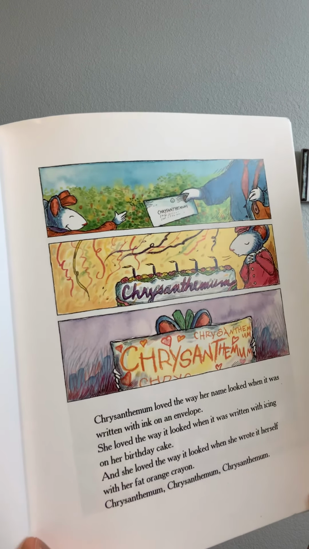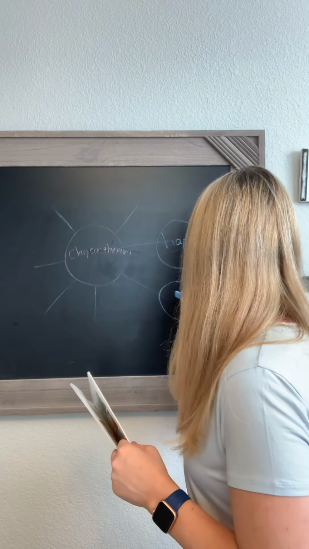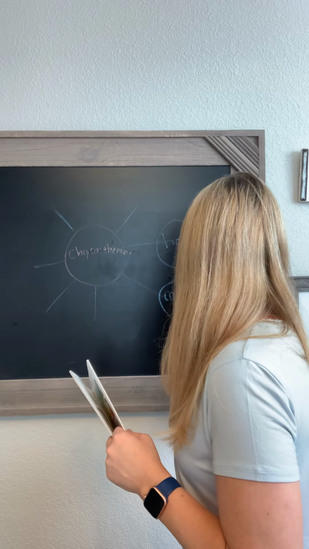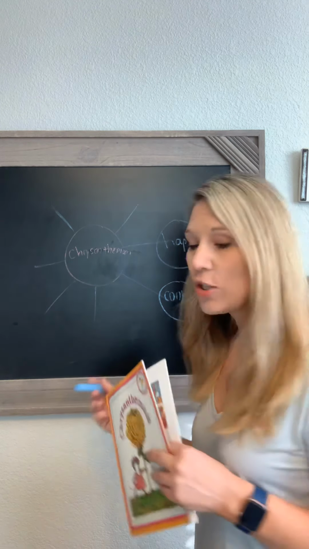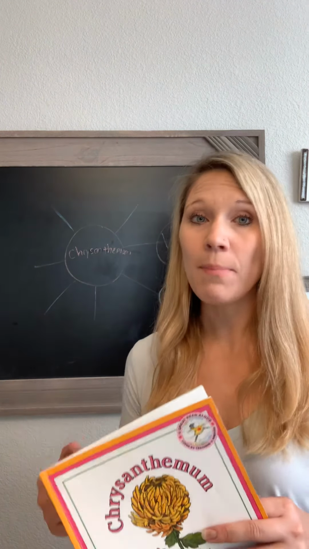If she's loving her name right now, she seems happy. But what's another word that you would use to describe her? How does she feel about who she is? Does she like who she is, or does she want to change who she is? Right now, she likes who she is. She seems pretty content with who she is. So right now, I'm going to add that to our circle map. She's pretty content. She's content with her name, and she's content with who she is. She doesn't want to change it. She's happy being Chrysanthemum.